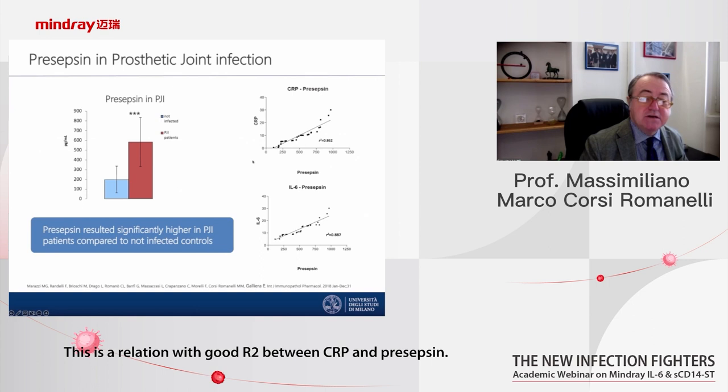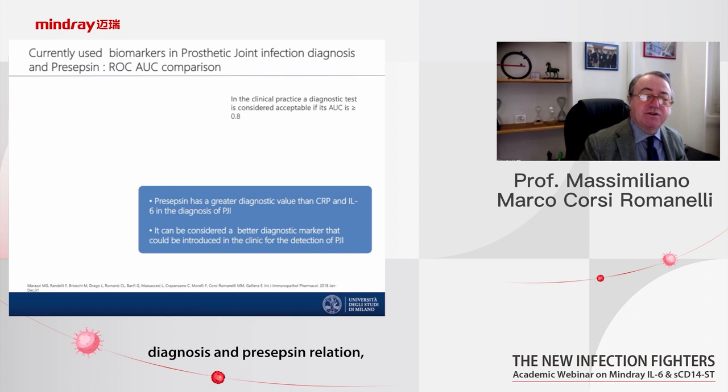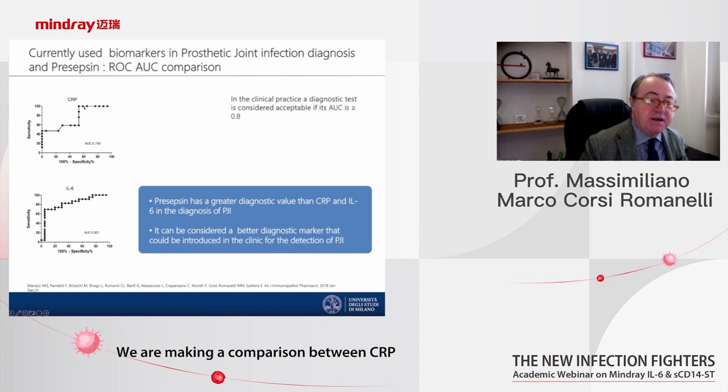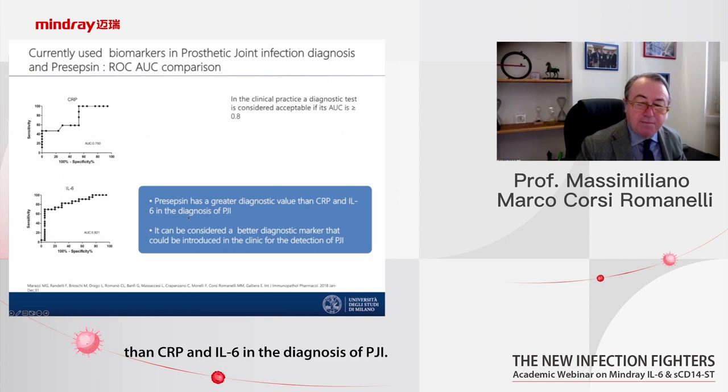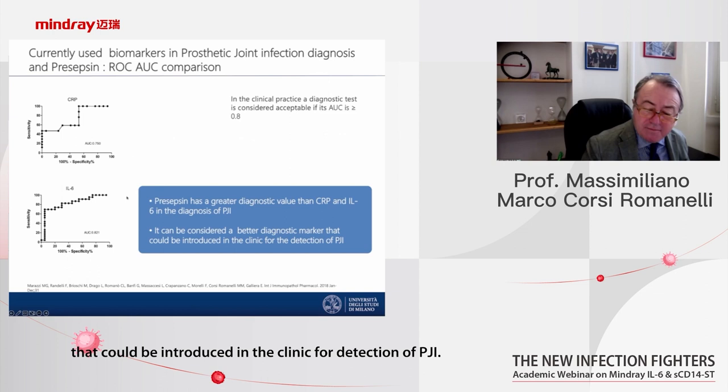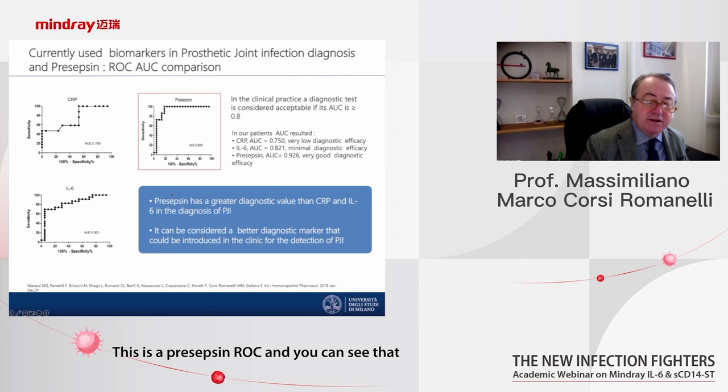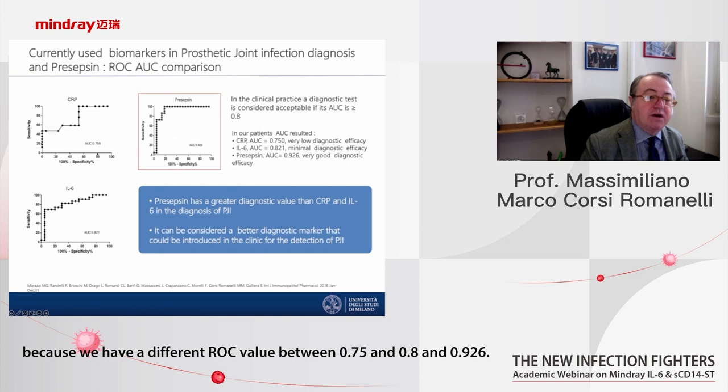Among the currently used biomarkers in prosthetic joint infection diagnosis and presepsin, we made a comparison between CRP and IL-6, and presepsin has a greater diagnostic value than CRP and IL-6 in the diagnosis of PJI. It can be considered a better diagnostic marker that could be introduced in the clinic for detection of PJI. This is the presepsin ROC, and you can see that it really has a greater diagnostic value, because we have different ROC values between 0.75 and 0.8, and 0.926.